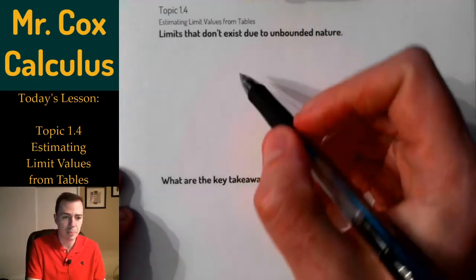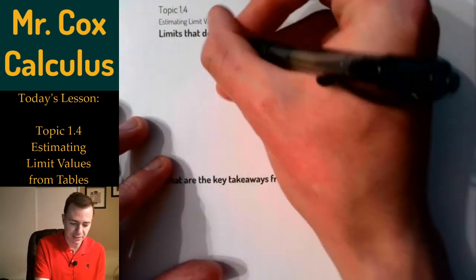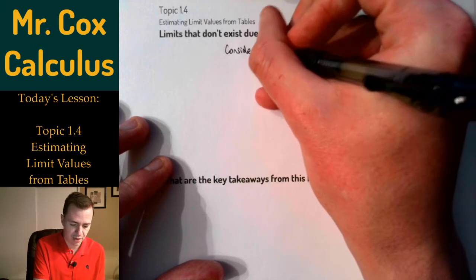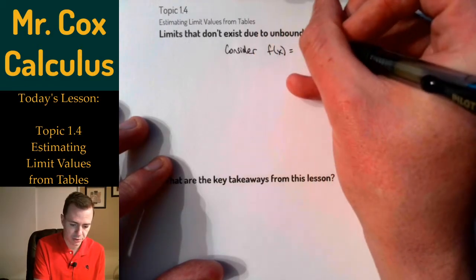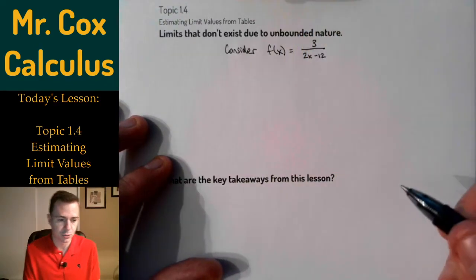We talked in topic 1.3 about limits that don't exist because of unbounded nature. In other words, as we were approaching a value, the function was approaching infinity or negative infinity. And we can watch that play out on a table as well. So let's consider a function f of x equal to 3 over 2x minus 12.